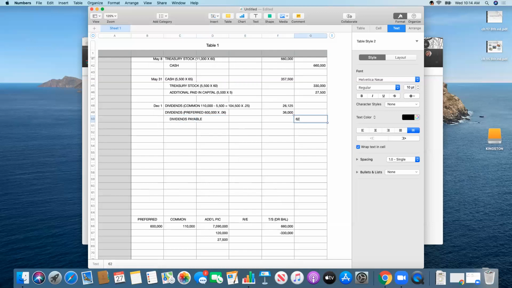Credit dividends payable, 62,125, right? Now, on the record date, you don't make an entry. You just make a list of who owns the stock, who will get the dividend. And you'd have to make two lists, one of common and one of preferred. But then the dividend actually gets paid out on December 30th.